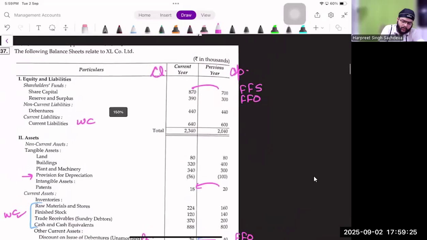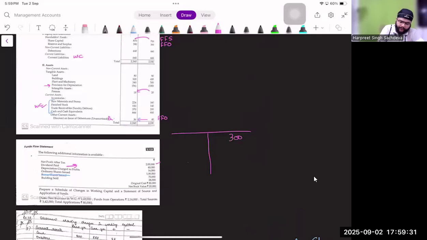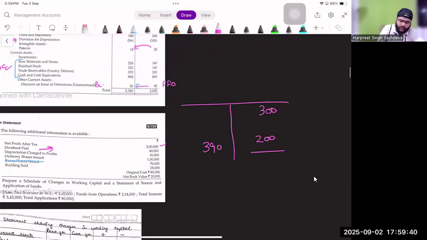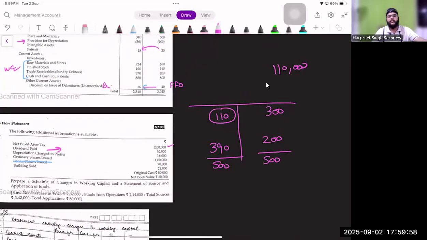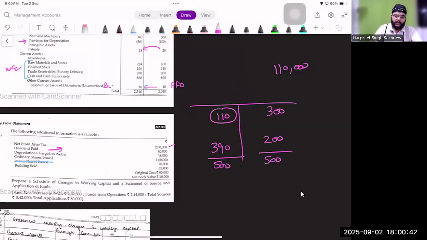If you make the P&L account or we can say surplus account, opening balance was 300 and closing is 390. Profit after tax is 2 lakh. The above values were in thousands. We can write 200. What's the total value? 500. What will be the dividend value? 110 means 1,10,000. Yes or no? 1,10,000. Okay, Raja? 1,10,000. Okay Raja, 1,10,000 dividend has come.